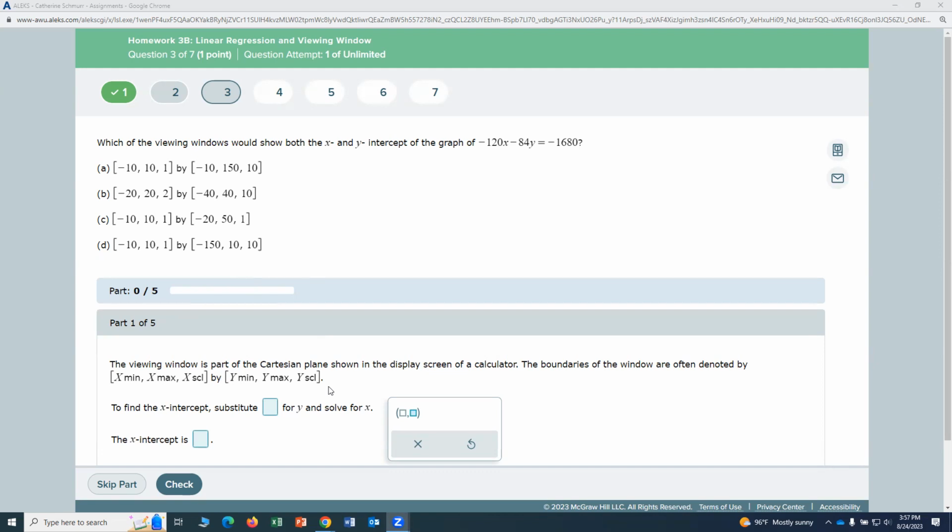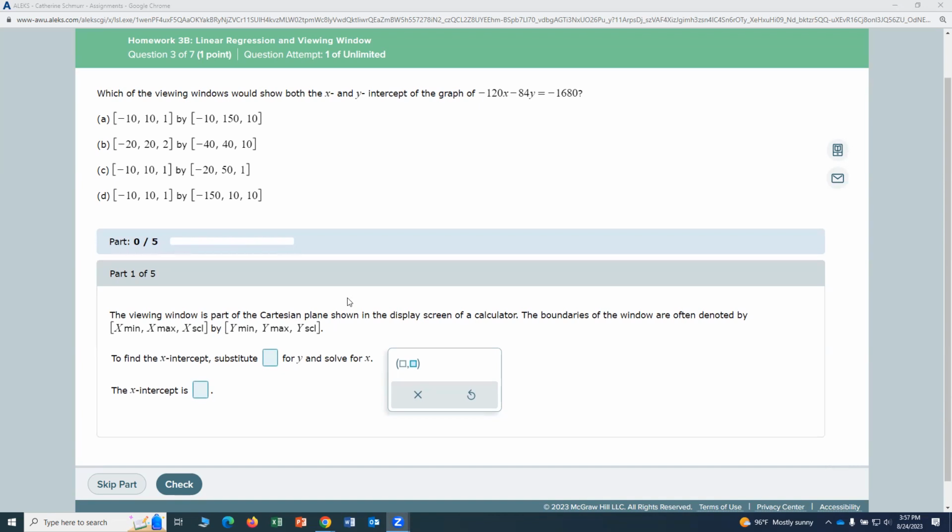So what we want to do, because we want to see both intercepts on this graph, we're going to find the x intercept first. When you're finding the x intercept, you always want to plug in a 0 for y, because when your graph crosses the x-axis, y will be 0. So I'm going to go ahead and use the equation that I'm given here. I'll have negative 120x. I'm plugging in a 0 for y, and so that 84y will become 84 times 0, which will cancel out. 84 times 0 is just 0. So I'll have negative 120x equals negative 1680.